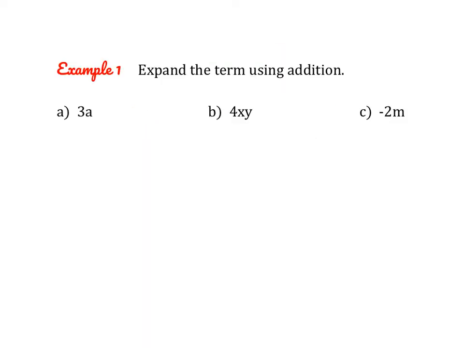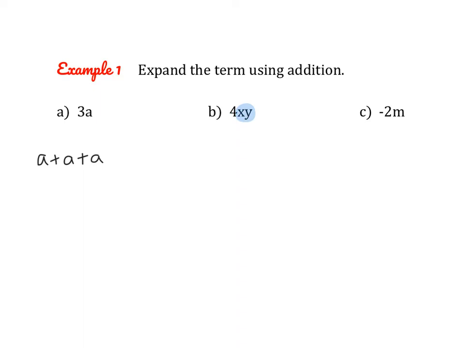Okay, so let's try 3 examples together really quick. We're going to expand these 3 terms using addition. So if I have 3a, that is just a plus a plus a. There are 3 a's. If I have 4xy, so this one is a little bit trickier. My term, my group, is actually xy. This is the thing that I have 4 of. I have 4 of this little set.